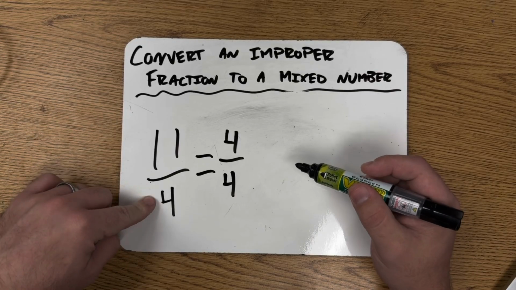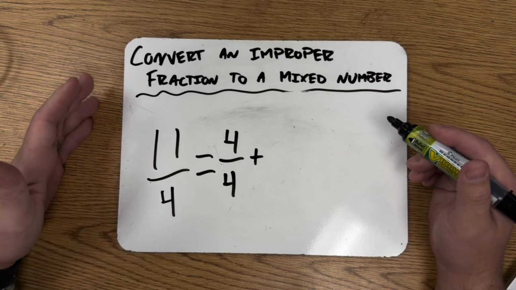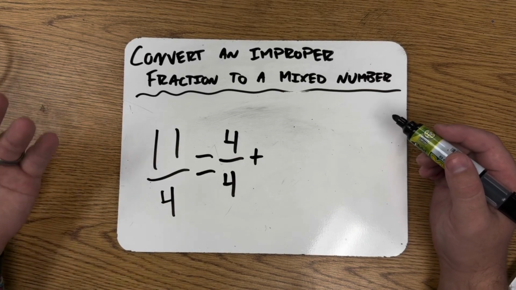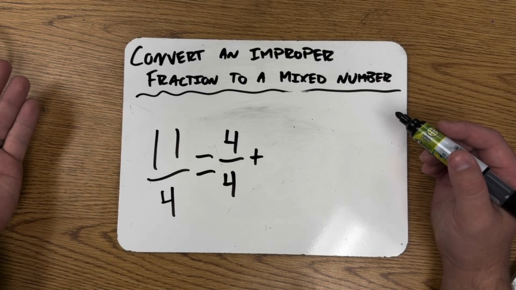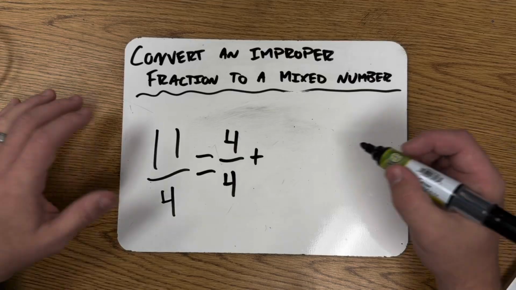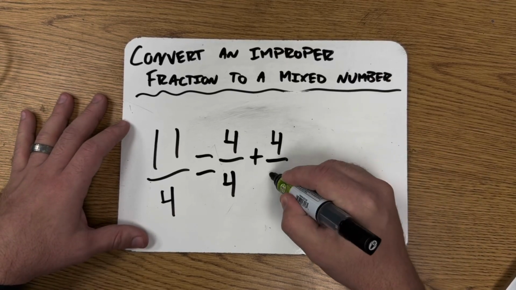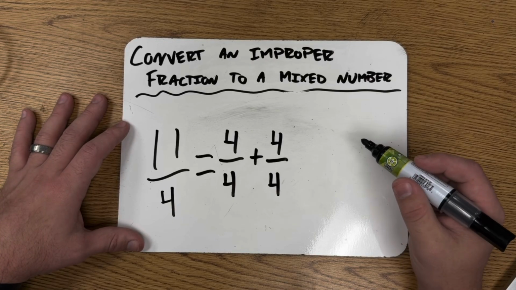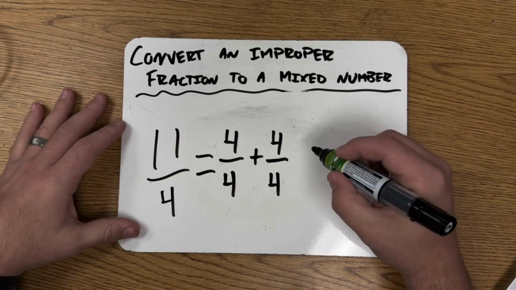So I can take at least 1 4 away, and if I do that, I ask myself, what's 11 minus 4? And I get the answer of 7. So I think, okay, could I take another 4 away? Well, 7 is larger than 4, so yes, I can. So I go ahead and I take another 4 away, remembering to bring my denominator along with me. And now I am left with, I had my 7, I took my 4 away, so now I have 3.